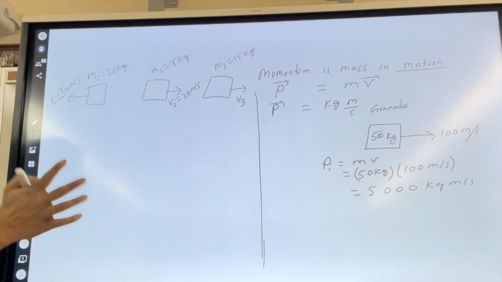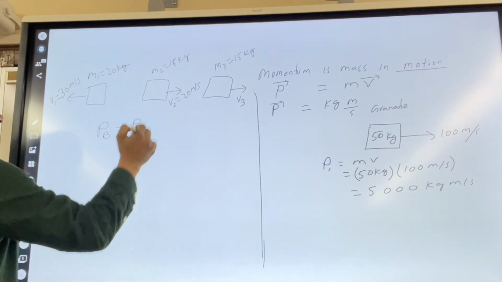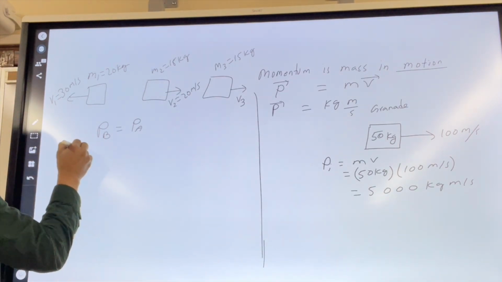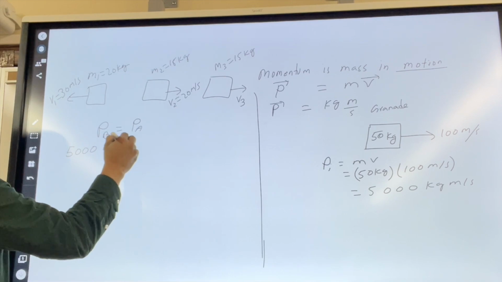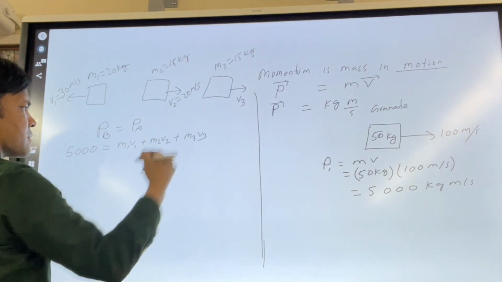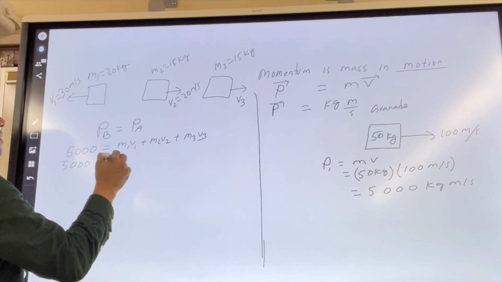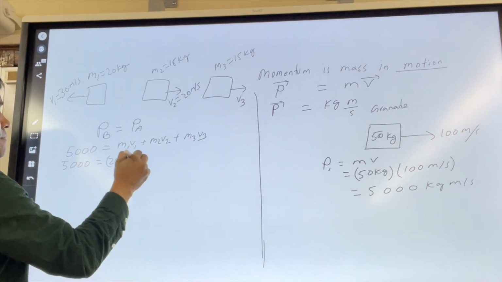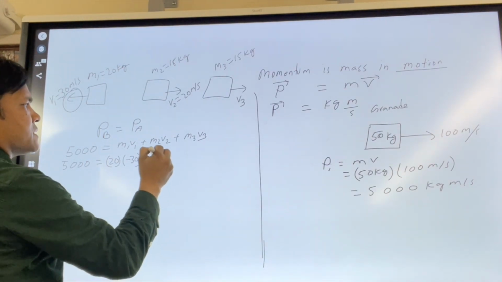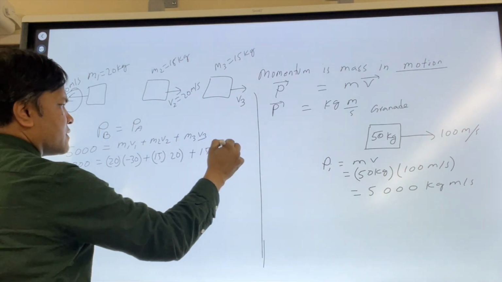Okay. So you're going to have to use the momentum. Momentum before is equal to momentum after. Momentum before is how much? 5,000. Momentum after is M1 V1 plus M2 V2 plus M3 V3. So 5,000 is equal to M1, which is 20, times negative 30. Look at the arrow. Plus 15 times 20 plus 15 V3.